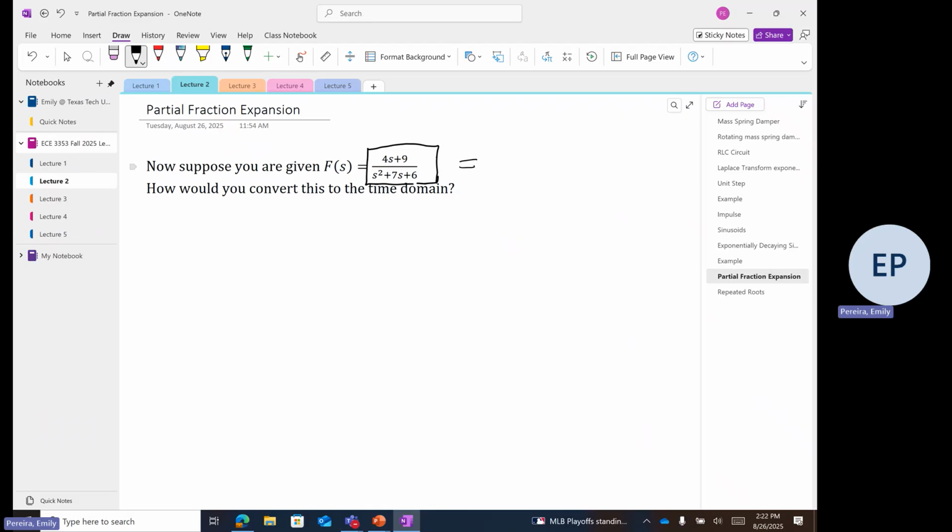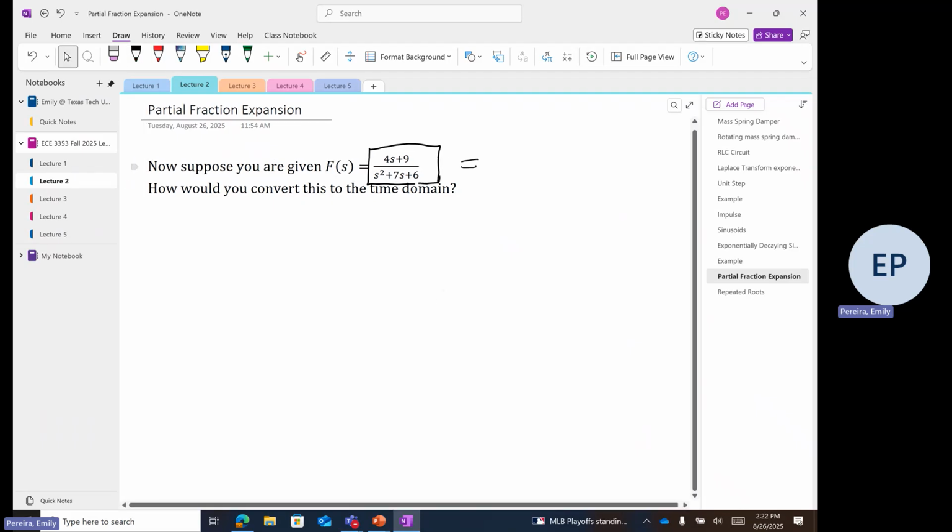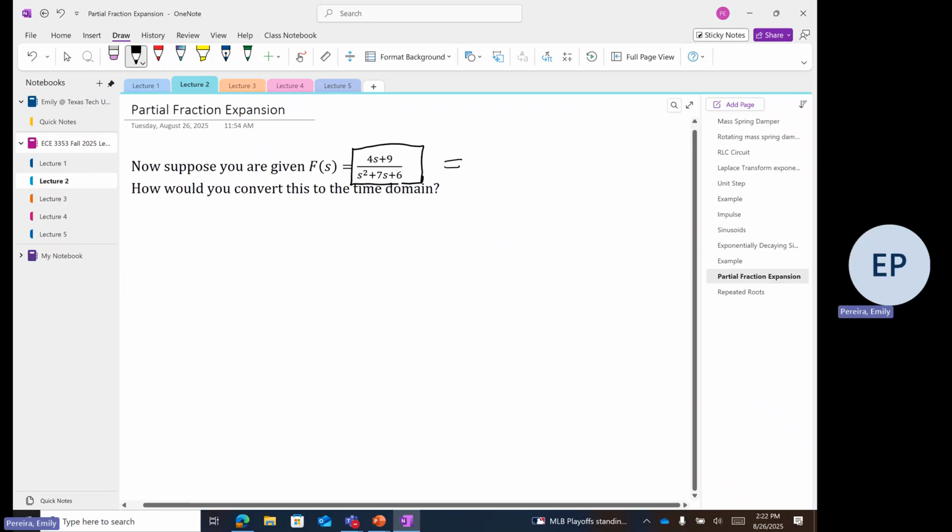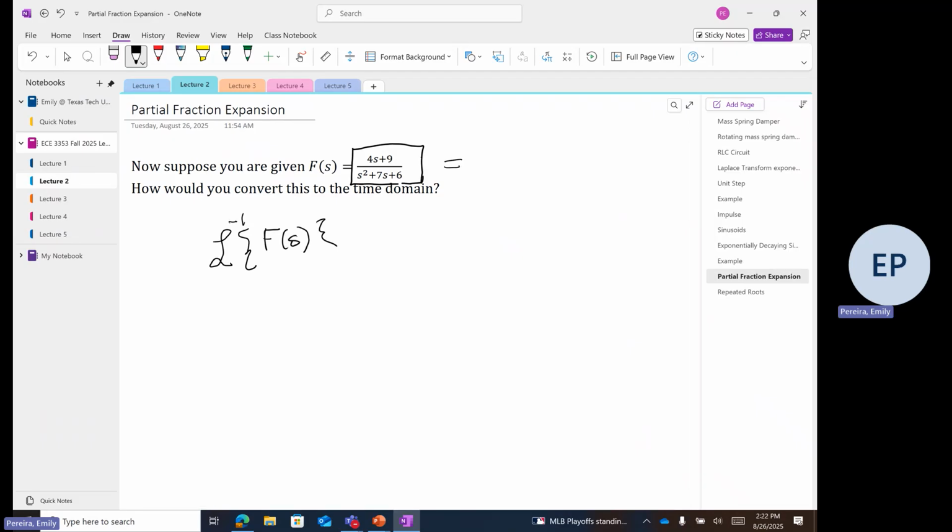But if this is your input-output relationship and you want to look at your output in the time domain, then we need to take the inverse Laplace transform of this. But the thing is, taking the inverse Laplace transform of this, we don't have a transform pair on our table for this. So how are we going to do this? I'm going to let you think about it for a second.